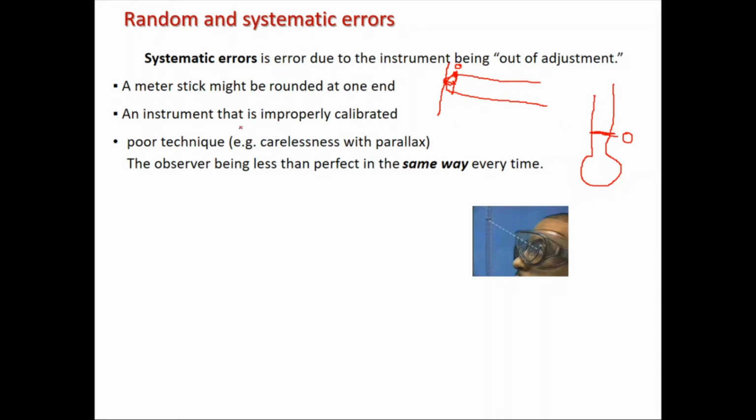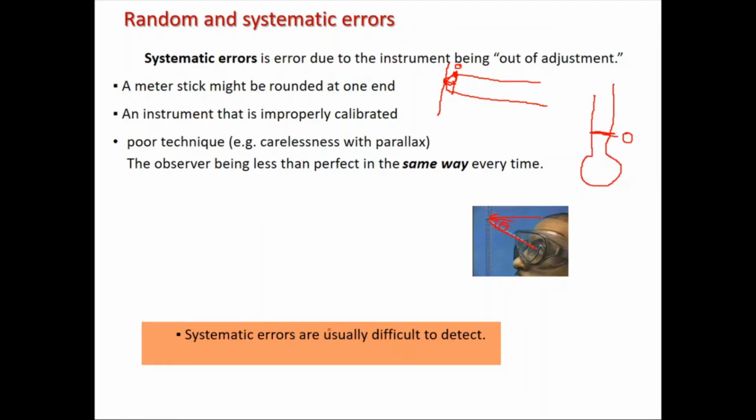Poor technique can also cause some systematic error, but in this case, you are always looking from the same perspective. For example, here, you are always looking at this angle, theta, and this is not correct. You must look from here. Even though you are always looking from the same perspective, it is not correct. You are going to add some systematic error, so the amount of systematic error is almost the same in every measurement.